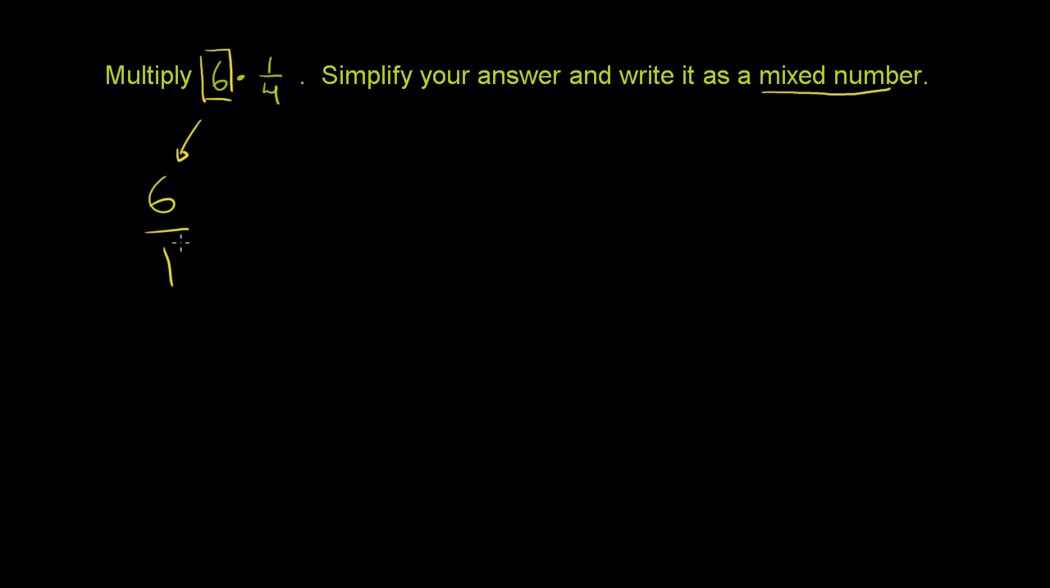So this becomes 6 over 1 times 1/4. And then we just multiply the fractions. So we multiply the numerators. So this is equal to 6 times 1 is our numerator. Let me do that in another color. So this becomes 6 times 1 for our numerator and 1 times 4 for our denominator, for the number on the bottom. And so this will become 6 over 4.